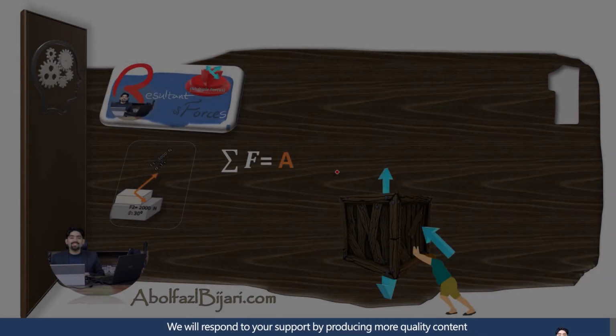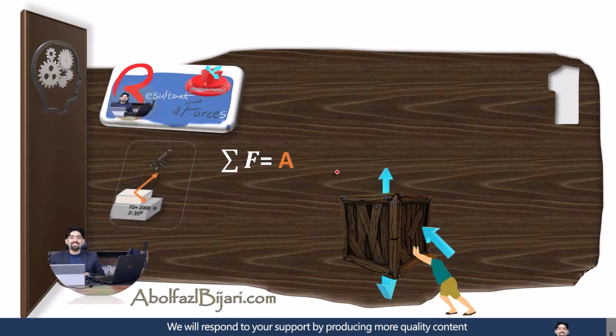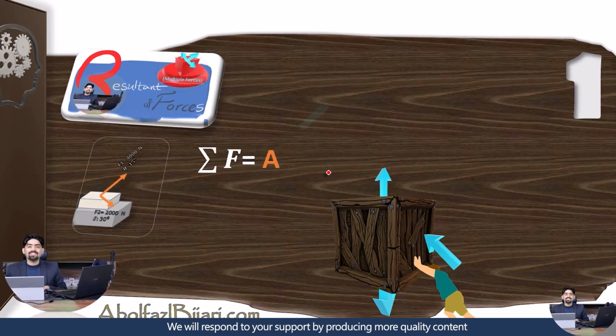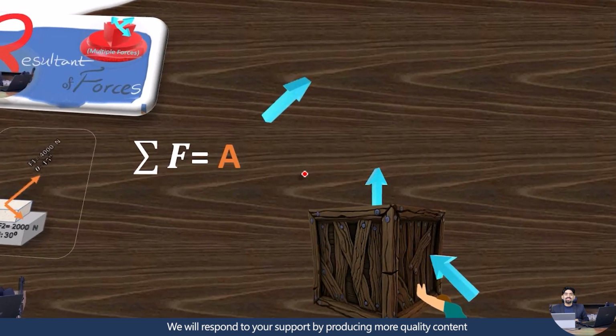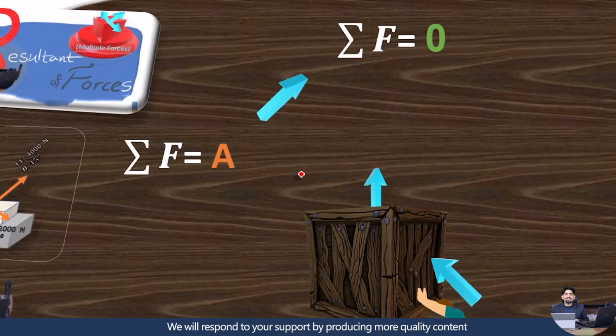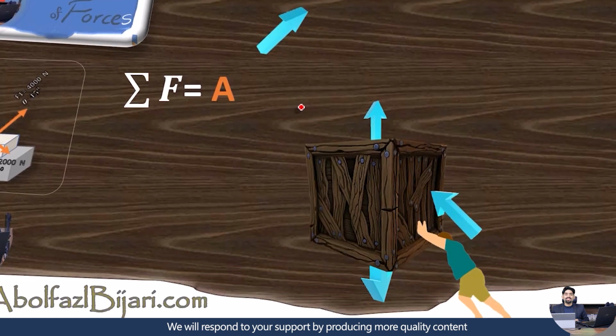As we told you, the resultant gives us a value to consider as A. Well, the object had a tendency to move, but for the object to be in equilibrium, we must set the resultant equal to 0. We will explain it with an example.